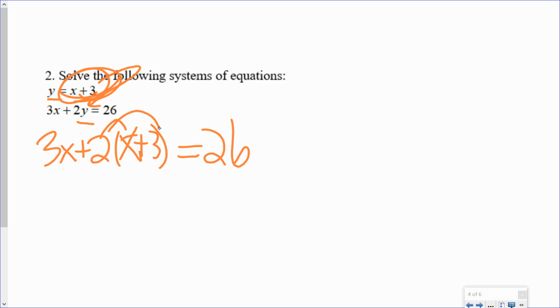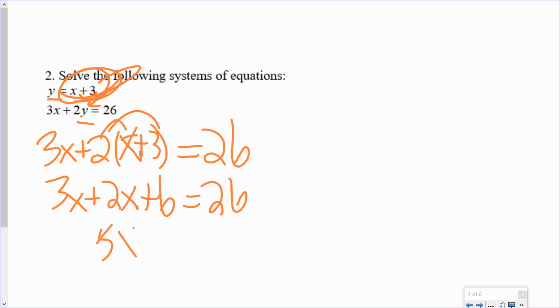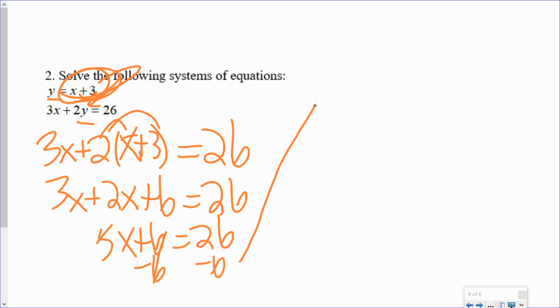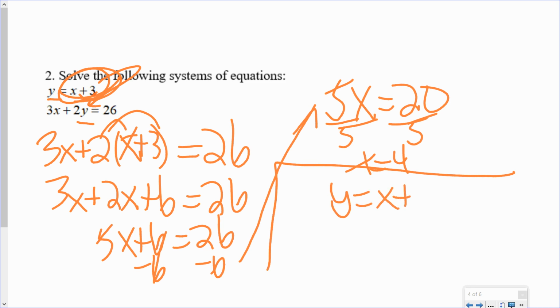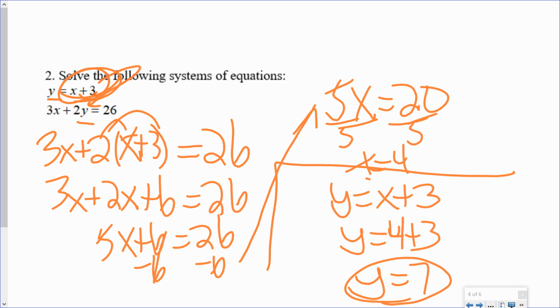From here, I do the algebra. This is a 7th grade equation. Distribute, combine like terms, isolate, add or subtract first, divide last. Now that I have x, I'm going to substitute into one of the originals. The isolated one is definitely what's going to be easiest, but you can sub into either one. Y equals 7. X equals 4. Y equals 7. And that's it.